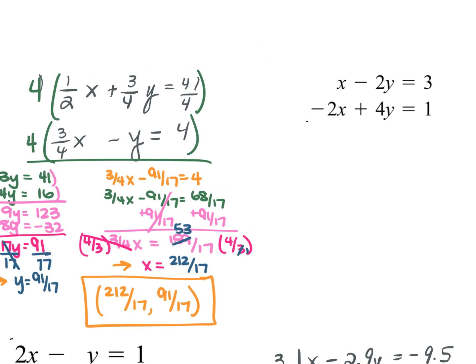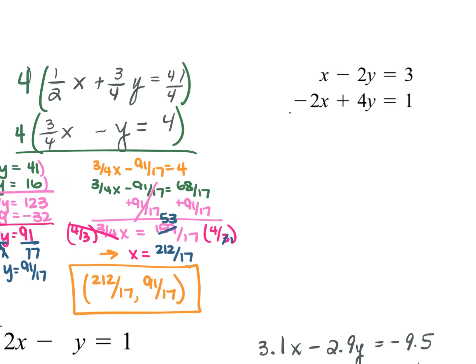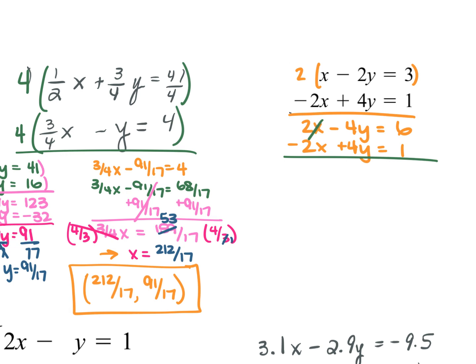For your next example, you have x minus 2y is equal to 3, and negative 2x plus 4y is equal to 1. We're going to multiply that top equation by 2. So it's going to give us 2x minus 4y is equal to 6, and negative 2x plus 4y is equal to 1. From here, we're going to combine like terms. Your x's cancel, your y's cancel, so you're left with 0 on your left side. That's 6 plus 1 is 7. 0 is not equal to 7, so we have no solution for this one.